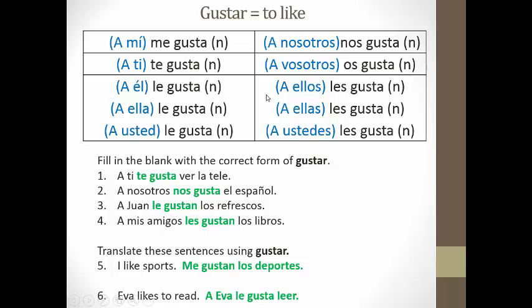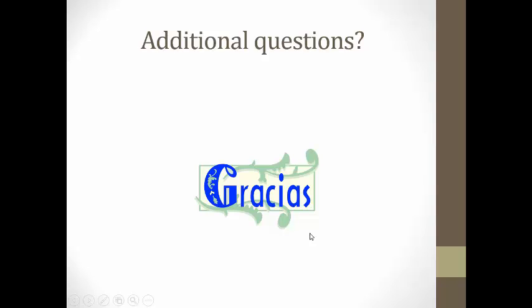We talked about at the very beginning of the video that these subject pronouns were optional. And they are. But here in the English translation, I stated the name of the subject. I said Eva. So in my Spanish translation, I need to put Eva. But when I do that, I need this a here. So a Eva le gusta leer.